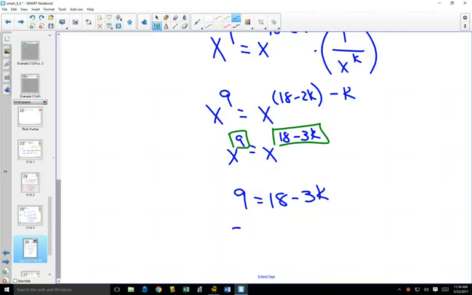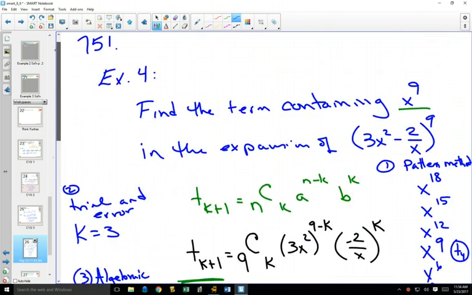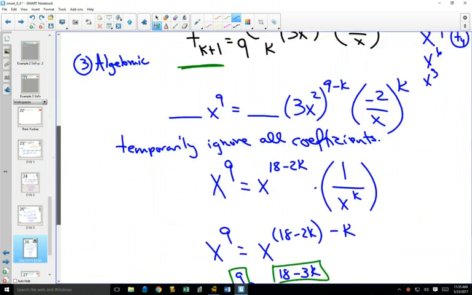Solving for this, I'll move the 3k over. I'm going to subtract the 9 on the other side. We get k is equal to 3 as well. So this would be an algebraic way of finding k. Now, finding k is just the first step, because when we find k, that tells us it's going to be term number 4. And this question said, find the term containing x to the 9 in the expansion.